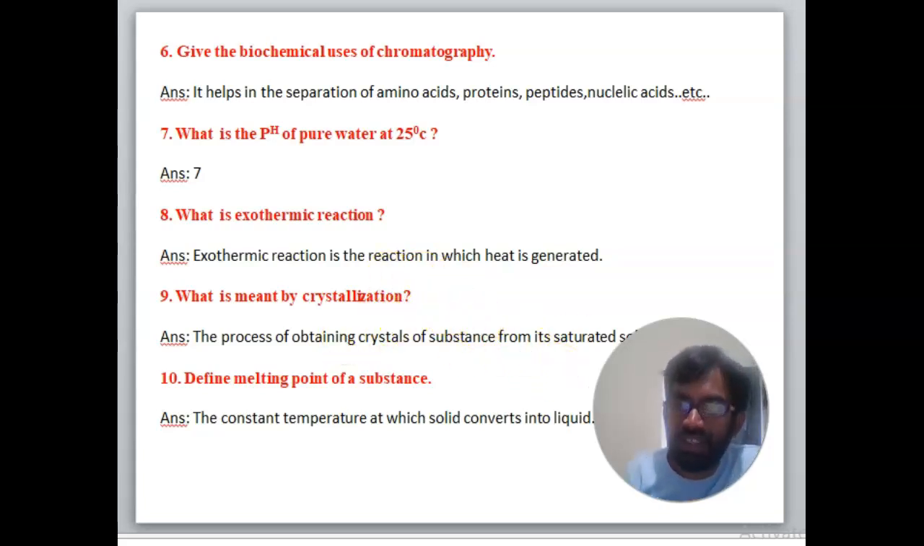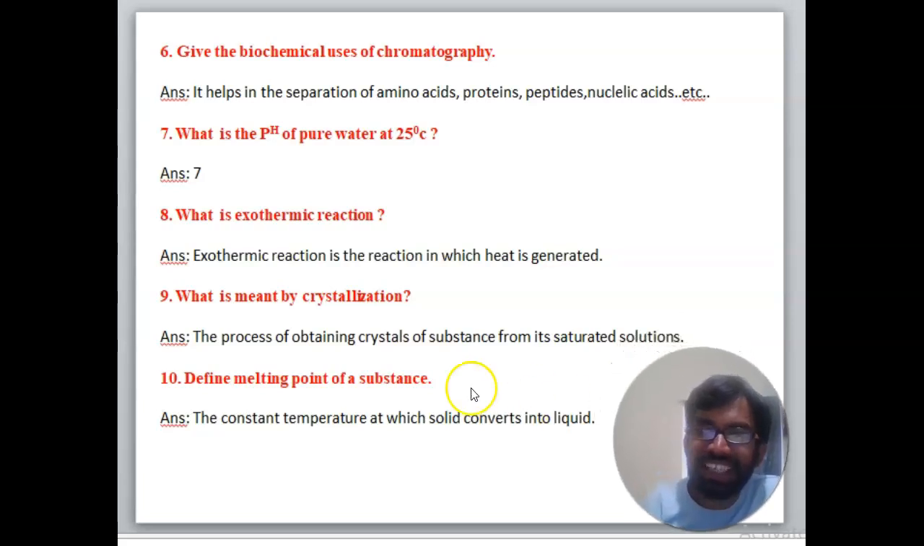And what is crystallization? Very simple. The process of obtaining crystals of a substance from its saturated solution, that is called crystallization. Then next we say define the melting point. The constant temperature at which a solid converts into a liquid, that is called the melting point.